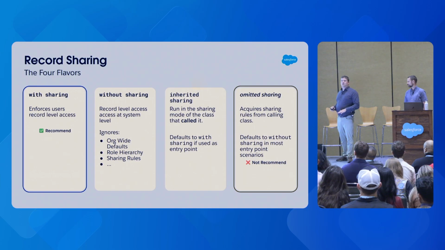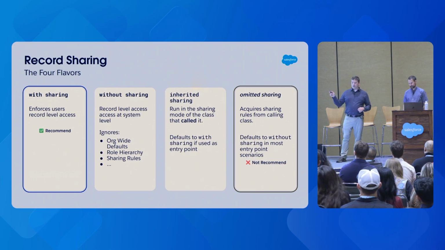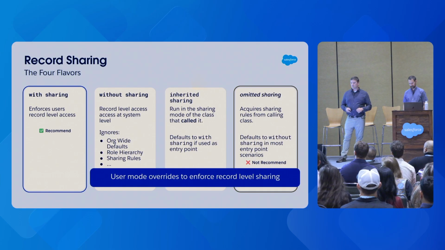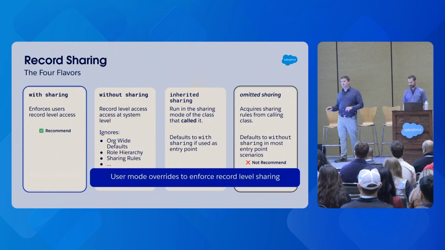The complicated scenario is omitted sharing, where you don't put a sharing declaration at the top of the class. I think we'll run you through a flowchart here, and we'll show you what comes up with that complication. But generally, it's not recommended. One important thing to remember is if you're using user mode explicitly, it will override those 3 other sharing levels and essentially behave as if it was with sharing. So it's an important thing to remember.